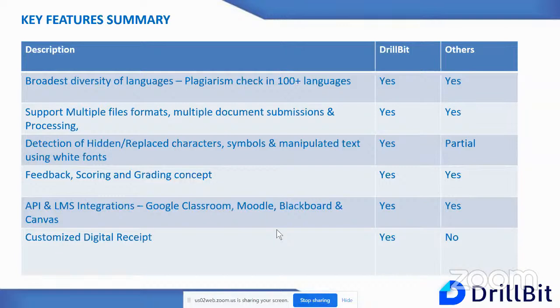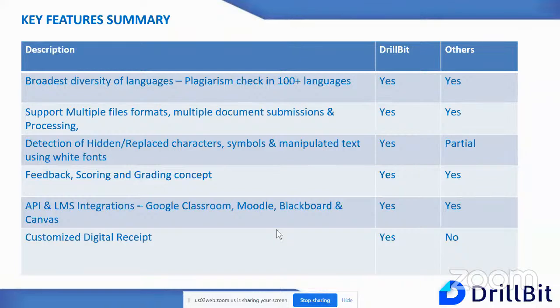And we have a feedback, scoring, and grading concept. As per UGC, there are 4 levels of plagiarism: 0 to 10, 10 to 40, 40 to 60, and above 60. So these are the 4 levels of plagiarism. As per the guidelines of UGC, we generate the grades.